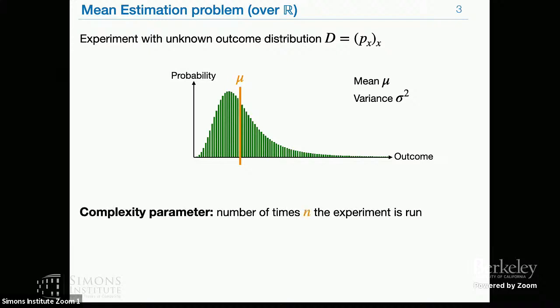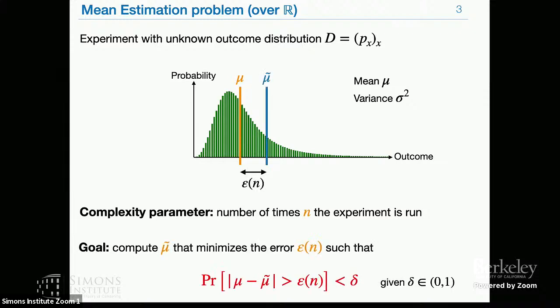And so there is a natural complexity parameter, which is the number of times you can repeat this experiment to obtain information about this distribution. And in the mean estimation problem, the goal is to process this information in order to compute an estimate of the mean mu. Okay, so this estimate, denoted by mu tilde, you want it to be as close as possible to the mean.